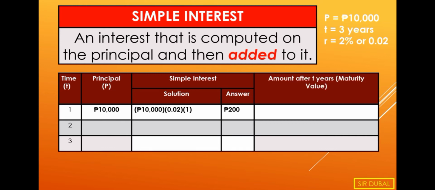For the fourth column, we're going to have the amount after 3 years, or what we call maturity value. In solving for maturity value, we're just going to add the principal plus the interest. So we have 10,000 pesos plus the interest, which is 200. The answer is equal to 10,200 pesos. So that is the maturity value after a year.